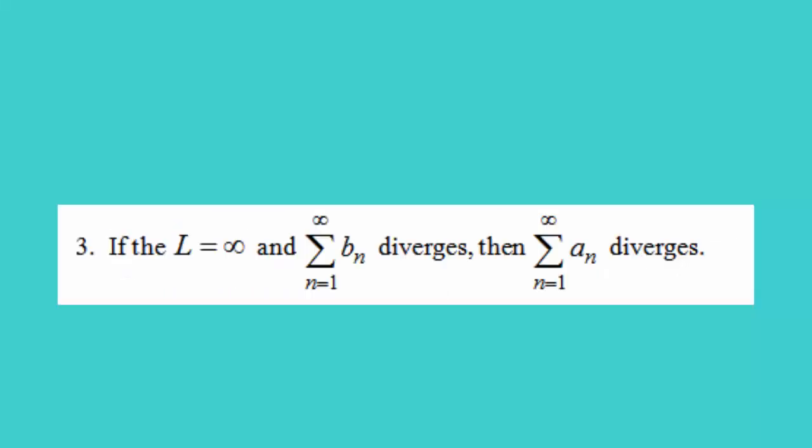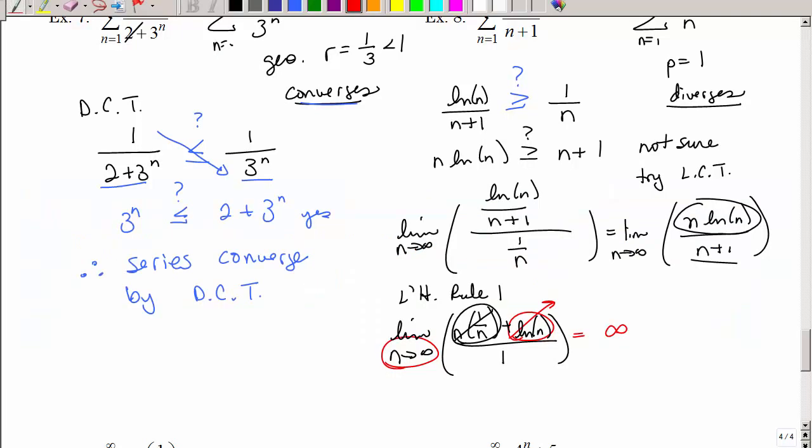It says, if you get a limit that's infinity and b sub n diverges, the one you chose on the bottom, then a sub n also diverges. So here we can conclude that the series diverges by the limit comparison test. Very special case.